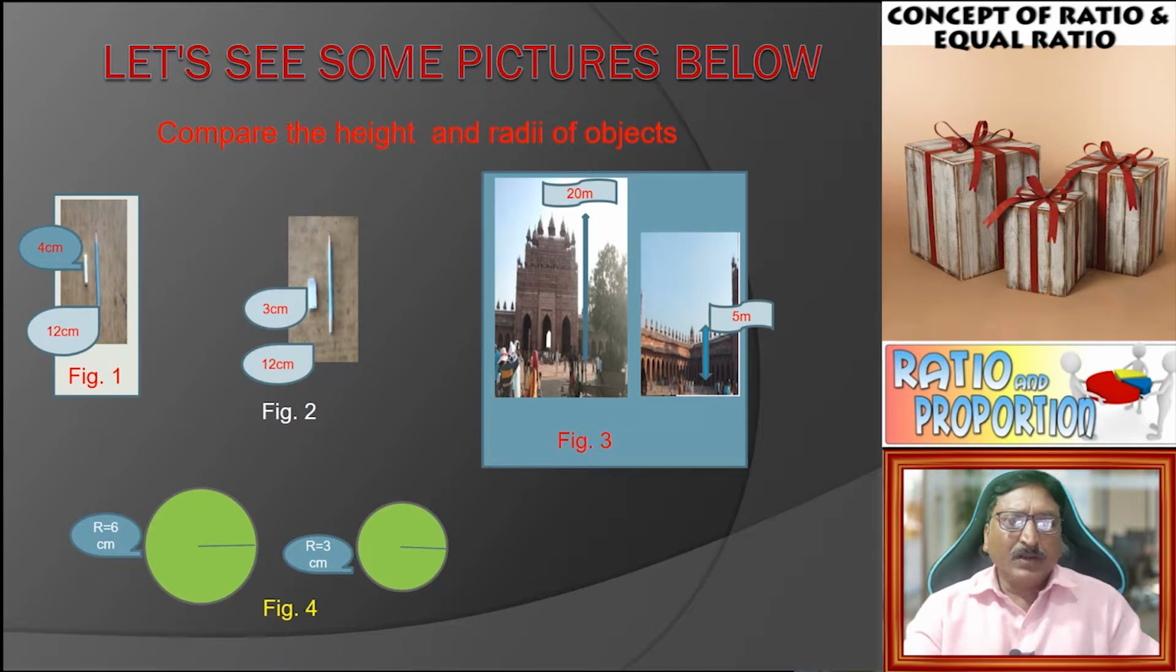See, in figure 1, the length of chalk is 4 centimeter and that of pencil is 12 centimeter. In figure 2, the length of eraser is 3 centimeter and the length of pencil is 12 centimeter. In figure 3, you are given the height of the fort is 20 meter and the height of the wall is 5 meter. At the bottom, there are two circles of radii 6 centimeter and 3 centimeter respectively.